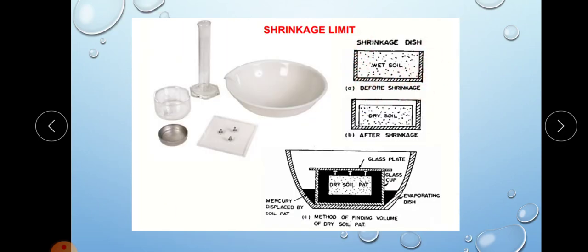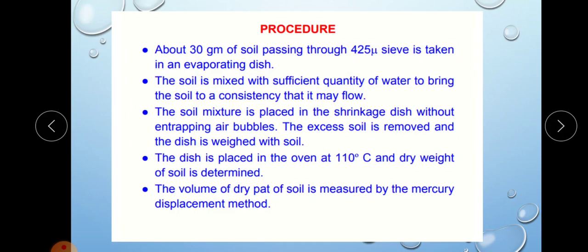After that, the soil is filled in this shrinkage dish without entrapping air bubbles. The excess soil is removed and the dish is weighed with the soil. After the shrinkage dish is filled with the soil, its weight has to be recorded.